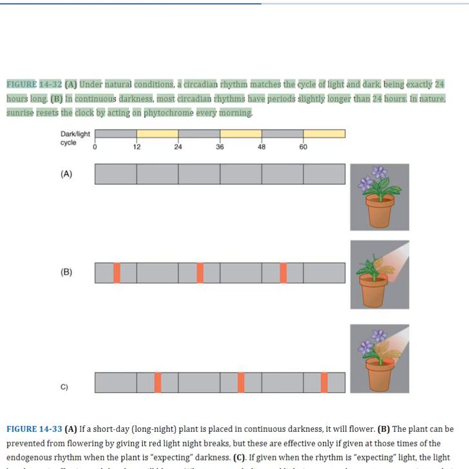Figure 14.32. Under natural conditions, a circadian rhythm matches the cycle of light and dark, being exactly 24 hours long. In continuous darkness, most circadian rhythms have periods slightly longer than 24 hours. In nature, sunrise resets the clock by acting on phytochrome every morning.